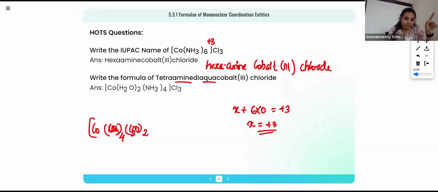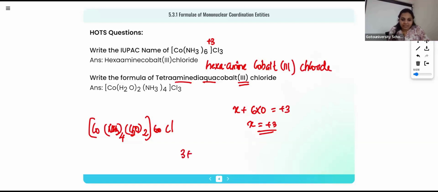Now we are writing Co, cobalt. So tetraamine diaqua cobalt. Okay, so Co we write first, then chlorine. Chlorine is outside, but we don't know how many chlorine atoms are there outside. So we have to find out using the oxidation number. The oxidation state of the metal is given as 3. So we have to find out the charge of the complex.